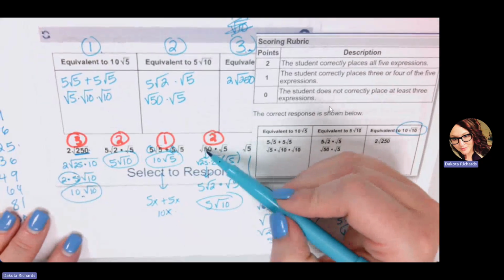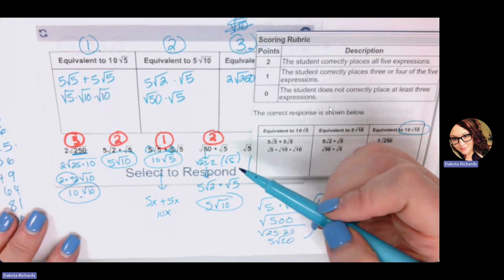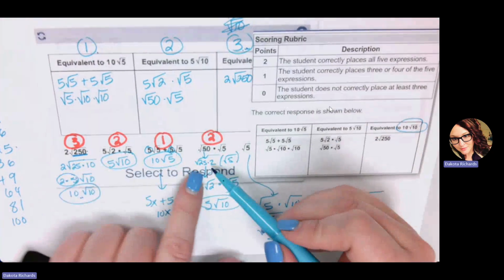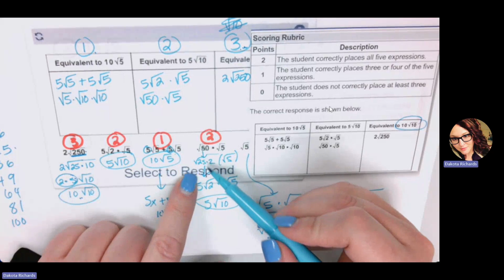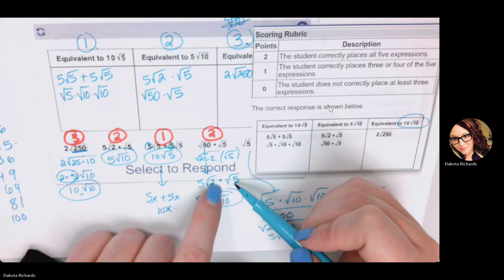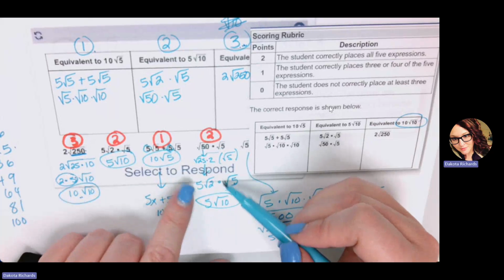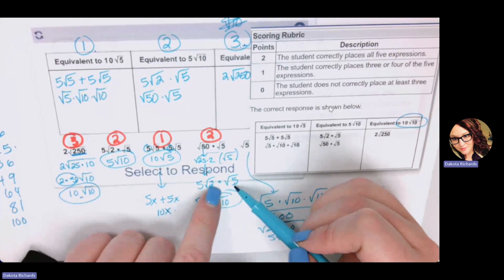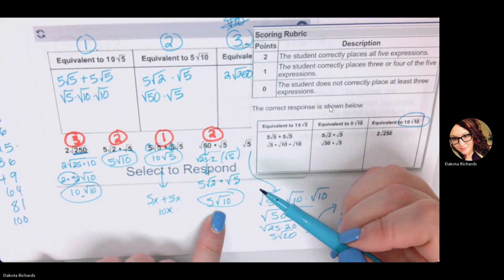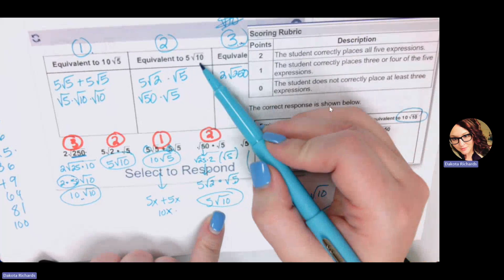This fourth one here, square root 50 times square root 5. I simplified square root 50 as 25 times 2. Square root of 25 is 5. So we've got 5 square root 2 times the square root of 5. Keep the numbers on the outside. 5 times 1 is 5. 2 times 5 is 10. So that's just 5 square root 10. Okay, so that's equivalent to column number 2.